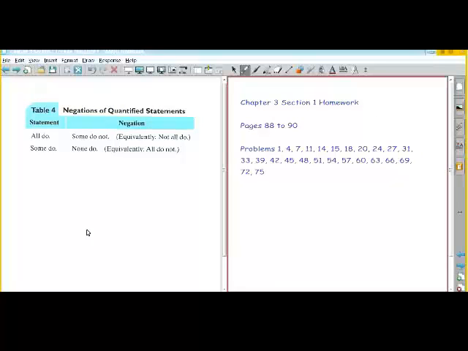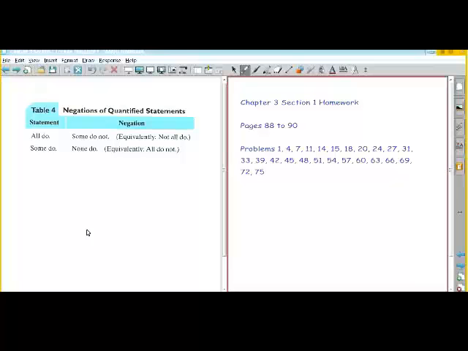So here's kind of the negation of quantified statements. All do, some do not. That's what we kind of said. But I guess not all, that's kind of the same thing. And if you have a statement that involves some do, then the equivalent or the negation would be none do. Because some could mean all of them, or it could mean less than all of them, but some means at least one person. So the opposite of at least one person is none.